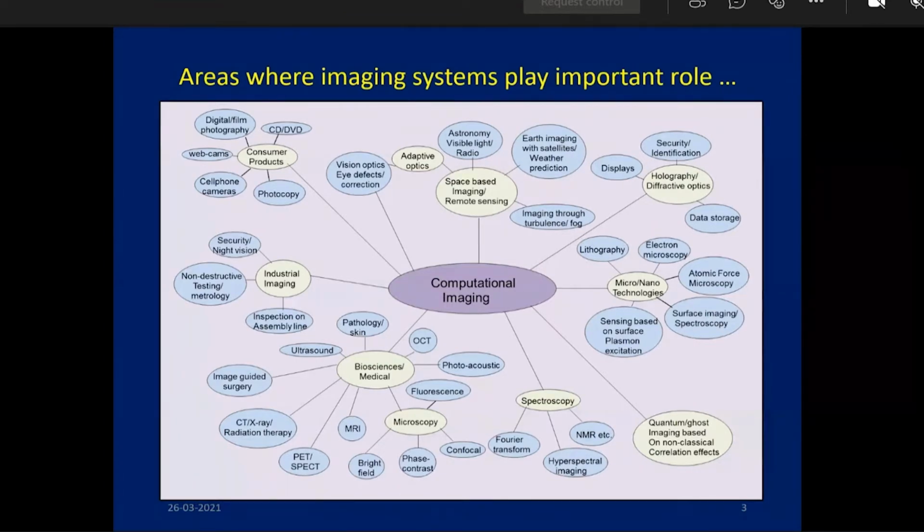Sir, are holograms possible nowadays, or are we working on it? What are you talking about? Hologram. Holograms are possible, yes, no problem.